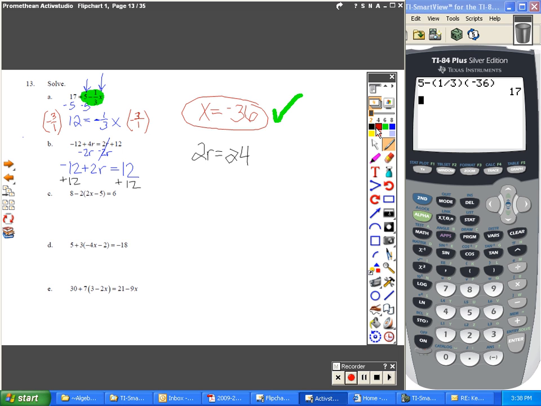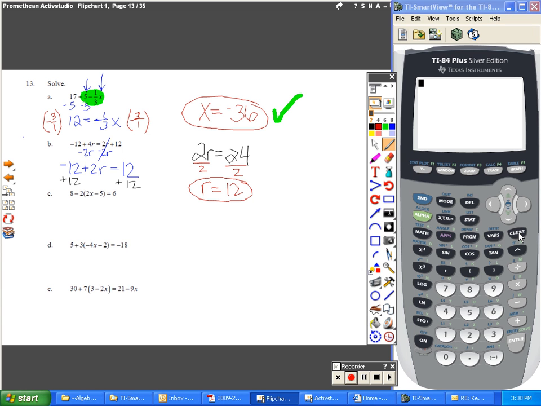To get rid of multiply by 2, I will divide by 2. That will give me r is equal to 12. In order to check this one, it's going to require me to type in 2 equations. So I'll start by typing in the left side, negative 12 plus 4 parentheses 12. And then I'll type in the right side, 2 times 12 plus 12. And if these equal the same thing, then I did it correct.